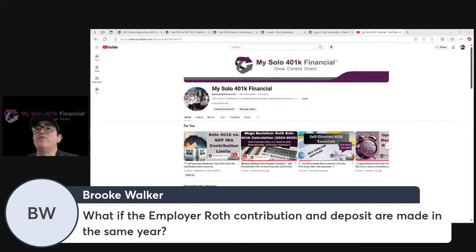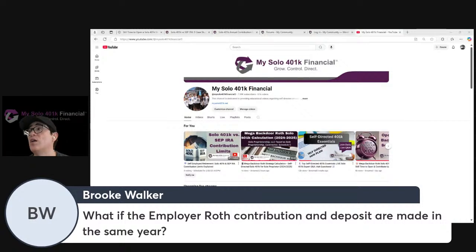Great question. What if the employer Roth contribution and deposit are made in the same year? Well, in that case, it's going to be both. If it's contributed for the same year and deposited in that same year, so let's say they're making an employer Roth contribution in 2025, but for 2025, so it's both for 2025 and made in 2025, then it's going to be both deductible on the 2025 tax return as a business expense, right? Because it's an employer contribution. It's also going to be taxable to that employee in that same year. So it's going to be a wash in that year.